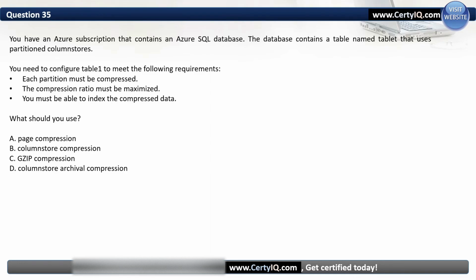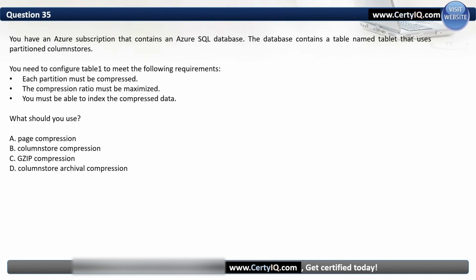Question 35. You have an Azure subscription that contains an Azure SQL database. The database contains a table named table1 that uses partitioned column stores. You need to configure table1 to meet the following requirements. Each partition must be compressed. The compression ratio must be maximized. You must be able to index the compressed data. What should you use?